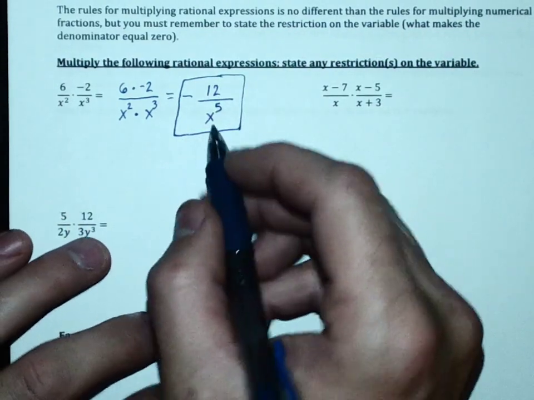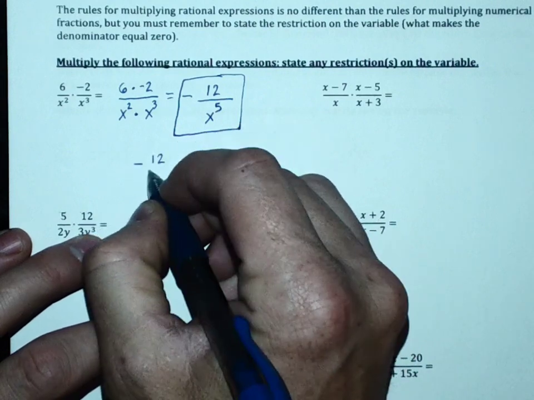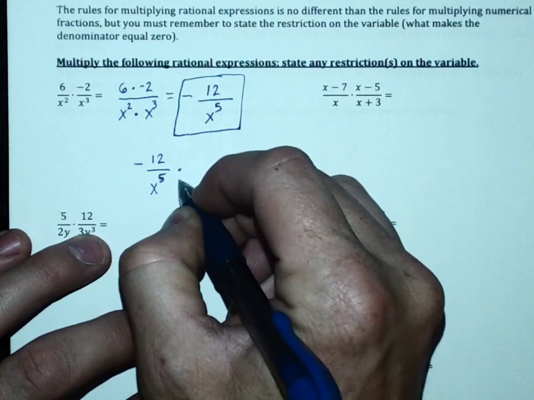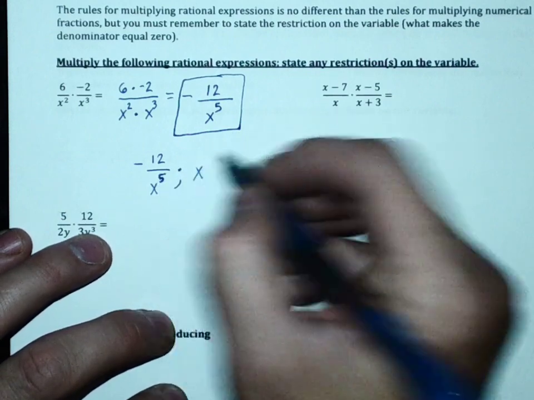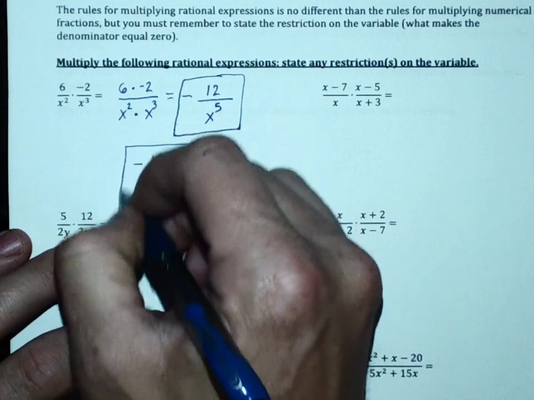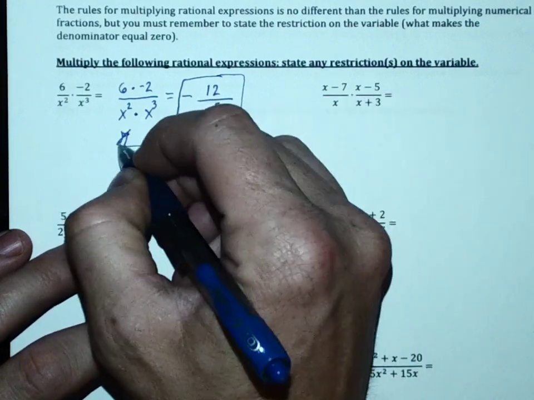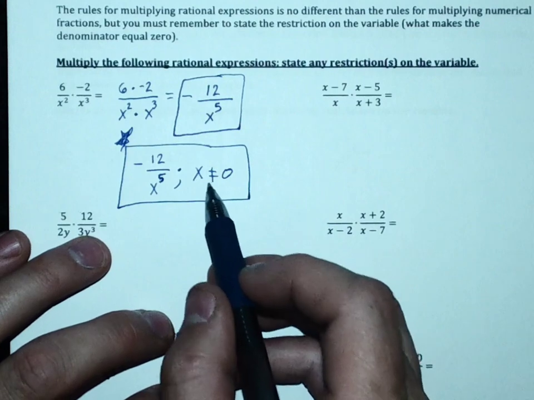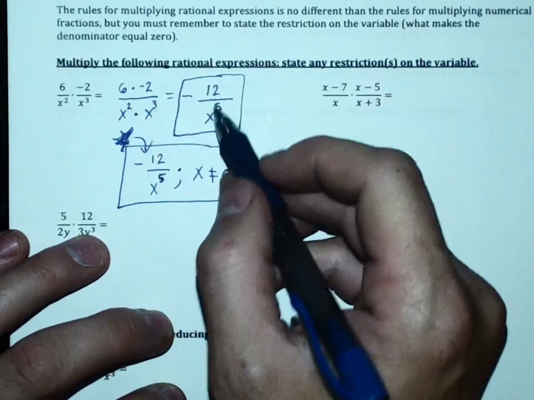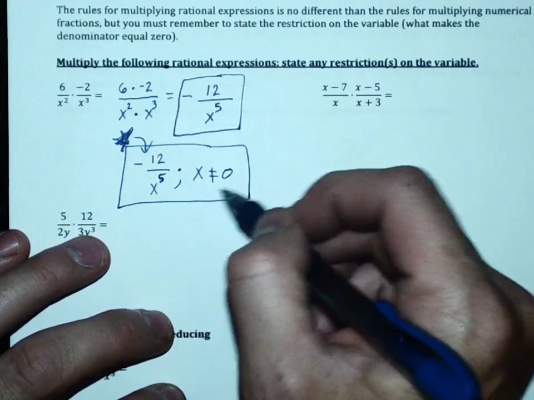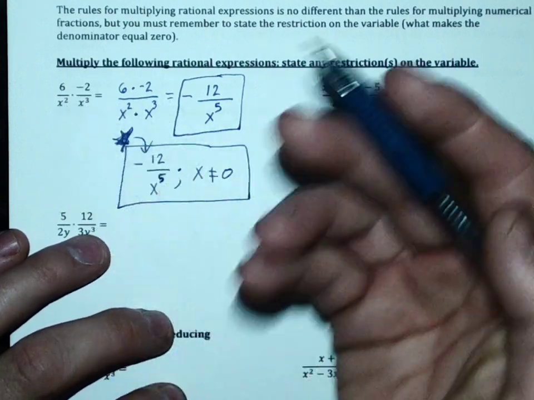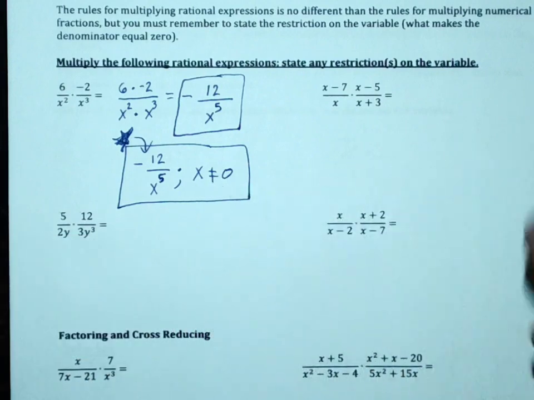Oops, I just forgot my restriction. It's very easy to do, but it's very important you don't. What is the only thing that would make this denominator 0? Well, it's in fact 0. So you cannot forget your restriction. Okay, this is just a star, meaning that this is the right answer. That's not the right answer because I forgot to state my restriction. And the only thing that makes these denominators 0 is 0. So x cannot be 0. So let's go to the next one.